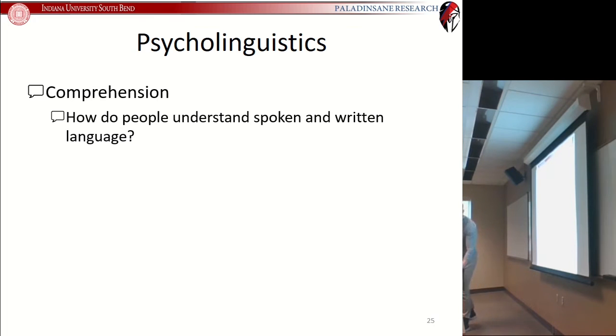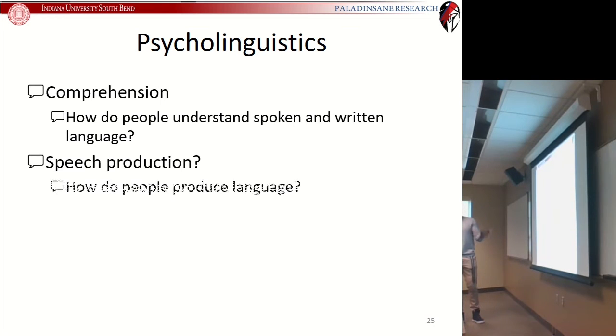So, in psycholinguistics, they have comprehension. There's different areas of psycholinguistics. We'll just give a brief overview for this. We got comprehension, how do people understand spoken and written language? We got speech production, how do people actually produce a language? And anybody here who is taking their foreign language courses for your general education degree, you will know that comprehension comes way before speech production.